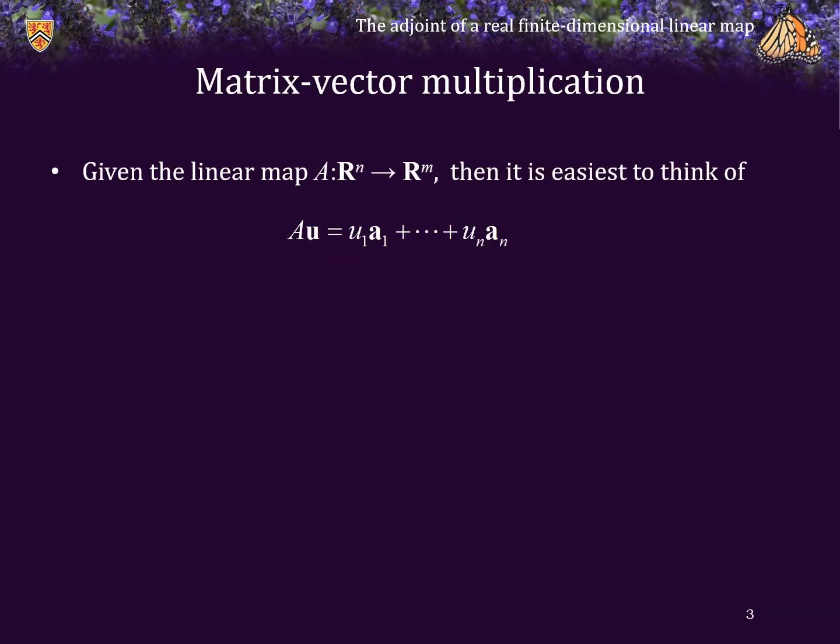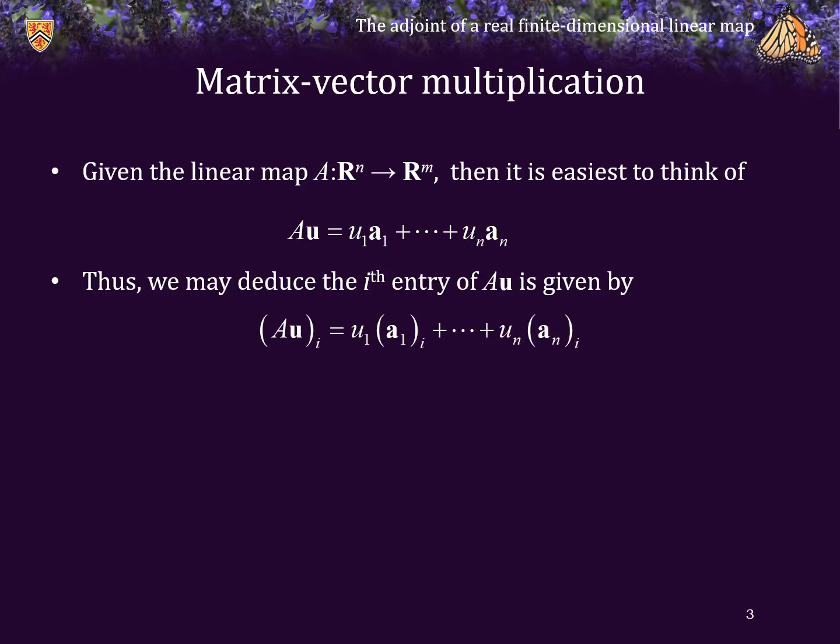Now, given a real linear map A that maps Rn to Rm, recall that it is easiest to think of A applied to u, or A times u, as calculating a linear combination of the columns of the matrix A where the coefficients are the corresponding entries of the vector u.